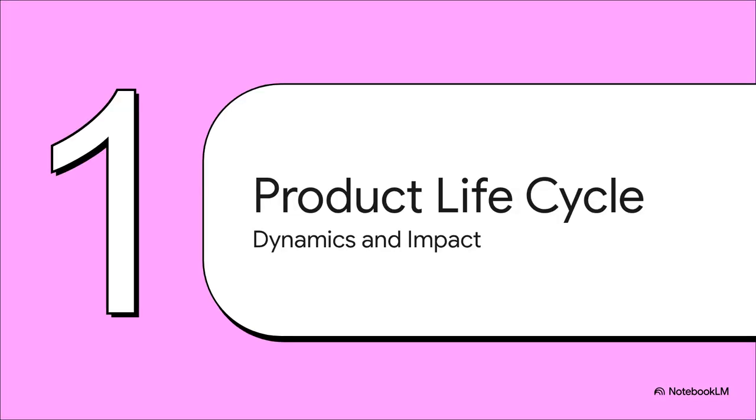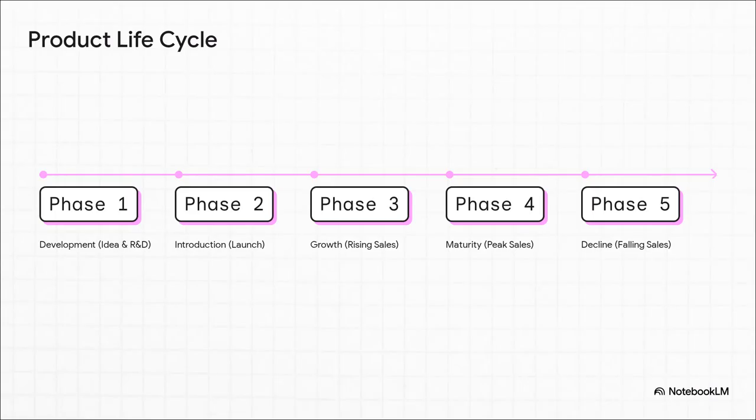Section 1, Product Lifecycle Dynamics. Okay, so the product lifecycle. We start with development and introduction, ride the wave through growth, hit maturity, and eventually face decline. But look, top-tier students, you don't just memorize these 5 stages. You analyze how they impact the entire interconnected business.